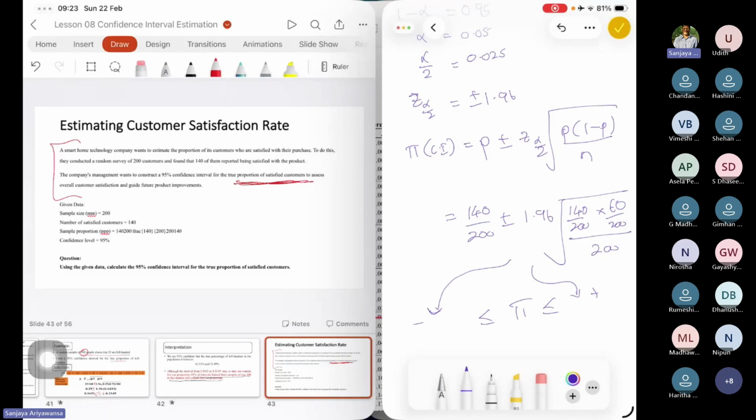Sorry. It's great if you guys can mute. Just check whether your mic's on mute.